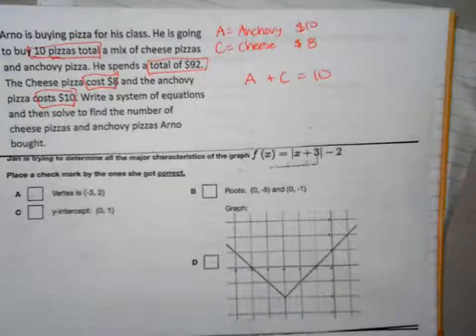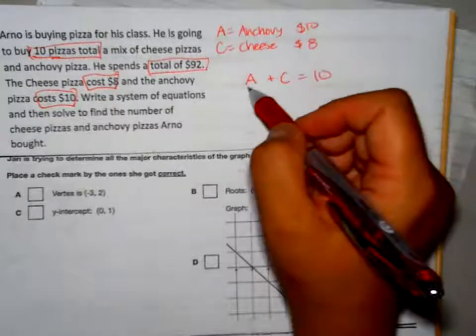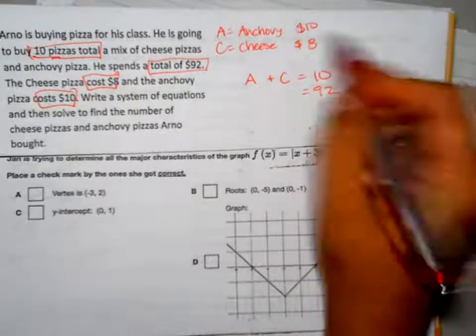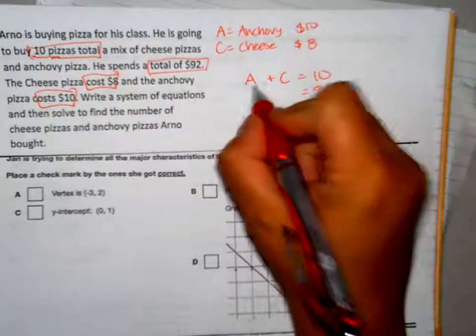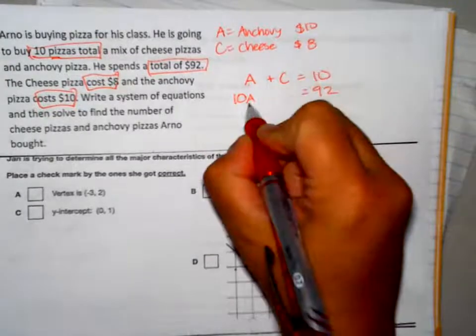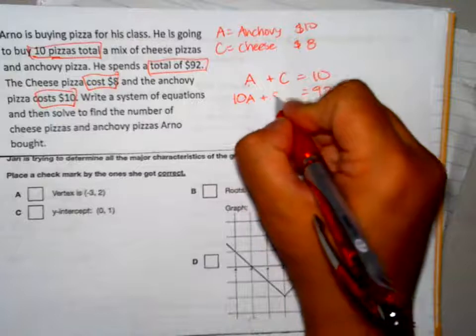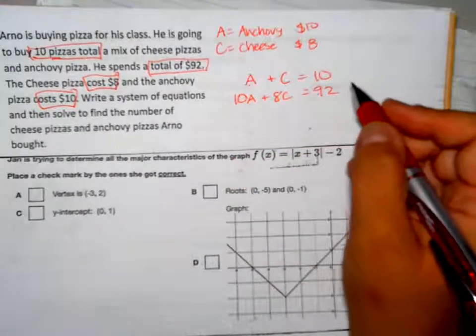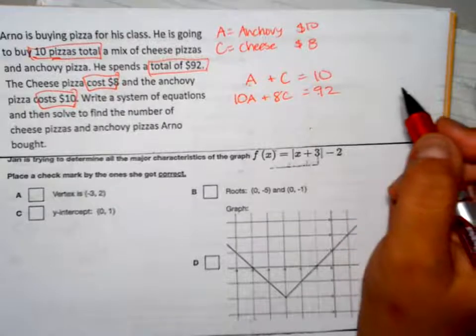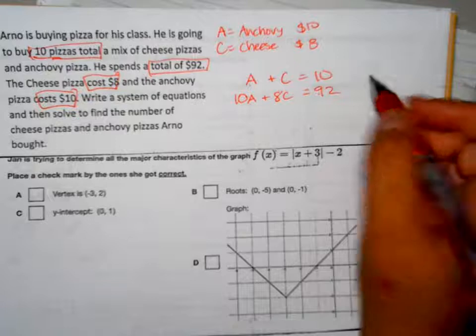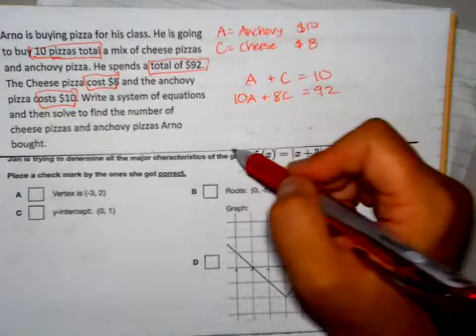Okay, when he spends his $92, let's set it up with a money part. So we know it's going to equal 92. So let's set up this part with the money. He has anchovy pizzas. They're $10. So $10 times one anchovy pizza plus $8 for one cheese pizza. And he's going to spend a total of $92. So now we have our system. You can solve your system however you want, right? If you want to move this over and substitute, that's fine.